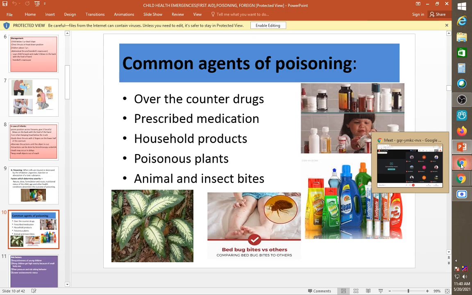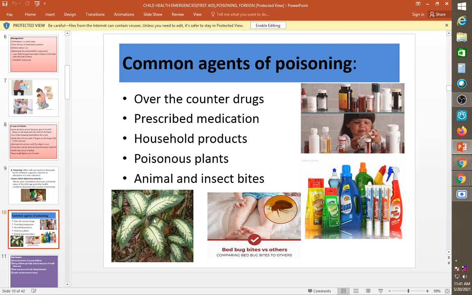What else can occur? Suppose somebody has to give the medication, 1 teaspoon, but the child is given 2 teaspoons. Okay, so it becomes a poison, because it is more than the prescribed amount. Then this, you can see, is a very beautiful indoor house plant, but it is a very poisonous plant. So it is also a poison. Then animal and insect bites, we know they are poisonous.